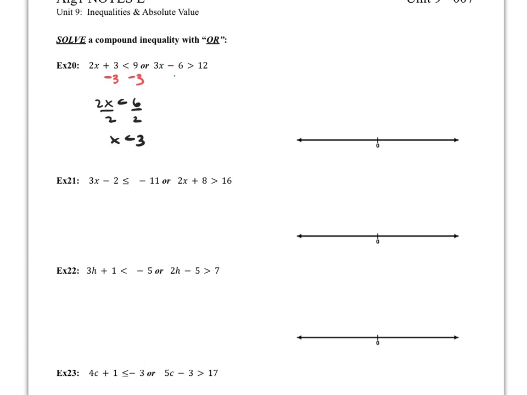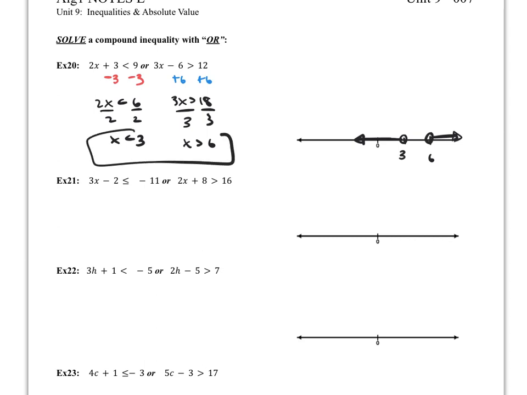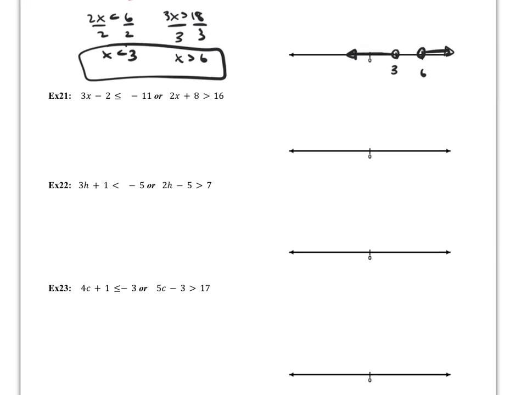Then for the next one, I would add 6, and I get 3x is greater than 18, divide, and I've got x is greater than 6. So I just come over and I put those two graphs on, and x is less than 3, that arrow is going to the left, x is greater than 6, that arrow is going to the right. So here's my solution. It's saying that x could be either less than 3 or bigger than 6. So for example, x could be 10 or x could be 1. You're literally just solving two separate problems where you're then putting your solutions on the same number line. Pause the video, press play when you're ready to check your answers.